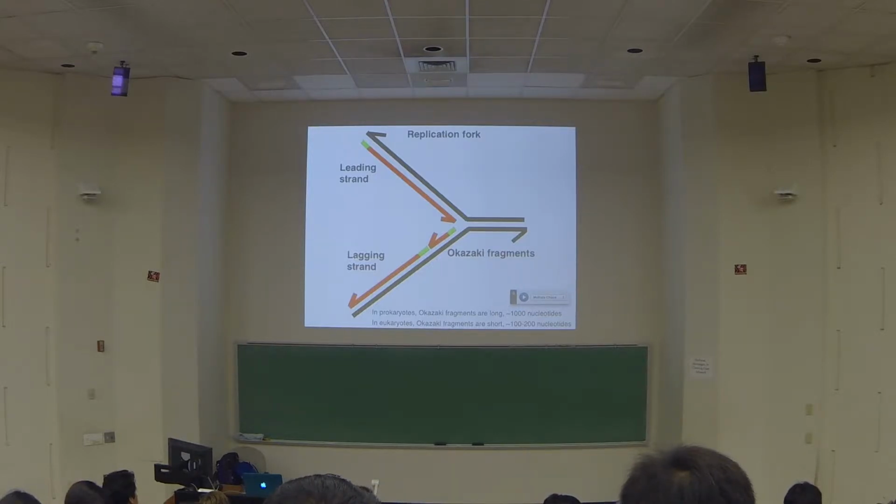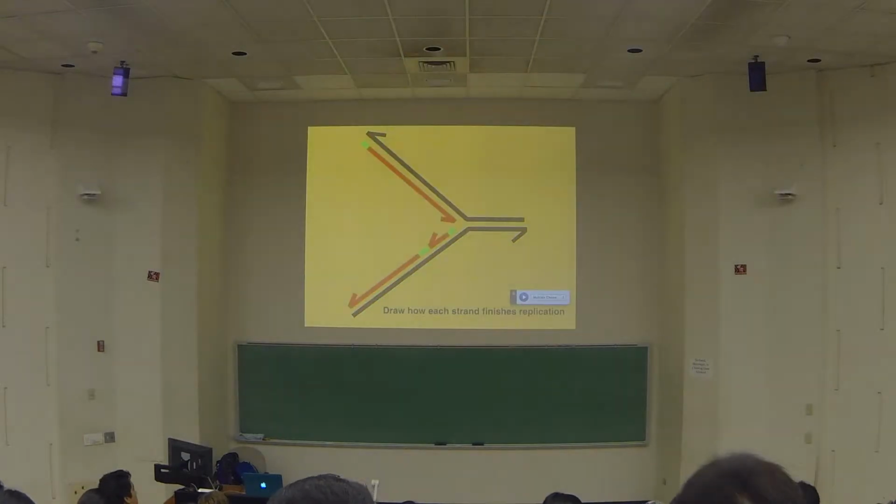All right, so we've looked at how replication is accomplished and the enzymes involved. Today we're going to look at how replication ends. All right, so if we focus on just one side of our replication bubble, draw how each strand finishes replication. Think about the process and what happens at the end of the leading strand versus the lagging strand.